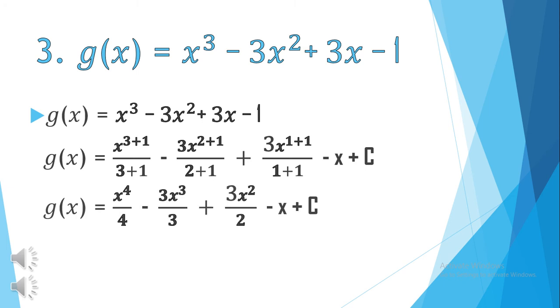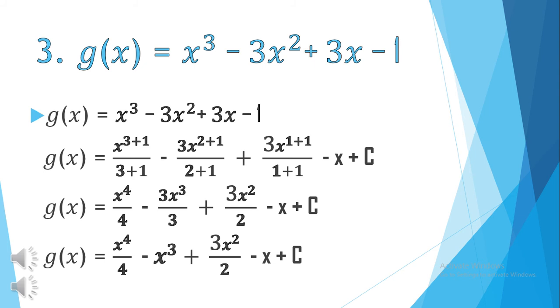Equals x raised to the power of 4 over 4 minus 3x cubed over 3 plus 3x squared over 2 minus x plus c, which equals x raised to the power of 4 over 4 minus x cubed plus 3x squared over 2 minus x plus c.